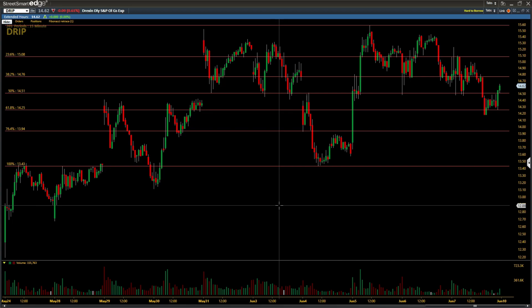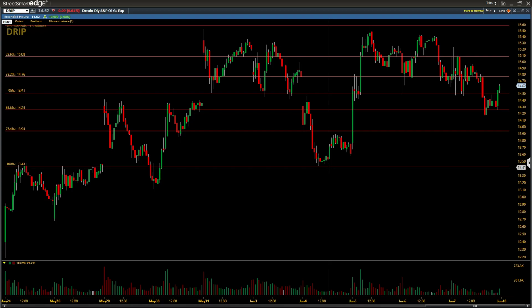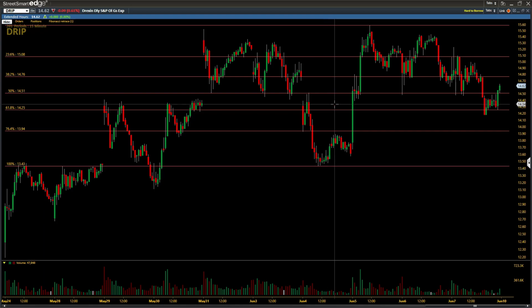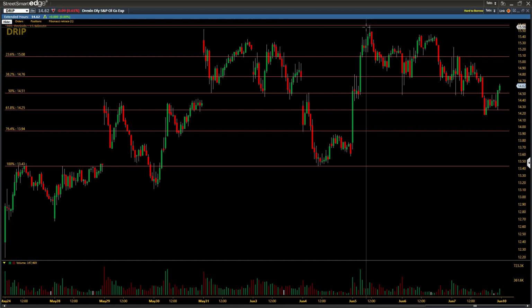Here we're going to be looking at DRIP. This is an oil ETF. The cool thing with Fibonacci retracements is you could use this on multiple time frames. You could use this on 1-minute charts, 5-minute charts, 10-minute charts, 30-minute charts, 60-minute charts, 65-minute charts, daily charts, weekly charts, monthly charts. You could use it on any time frame you want. Just always try to do your retracements from a major swing low to a major swing high. That's really all you got to remember.